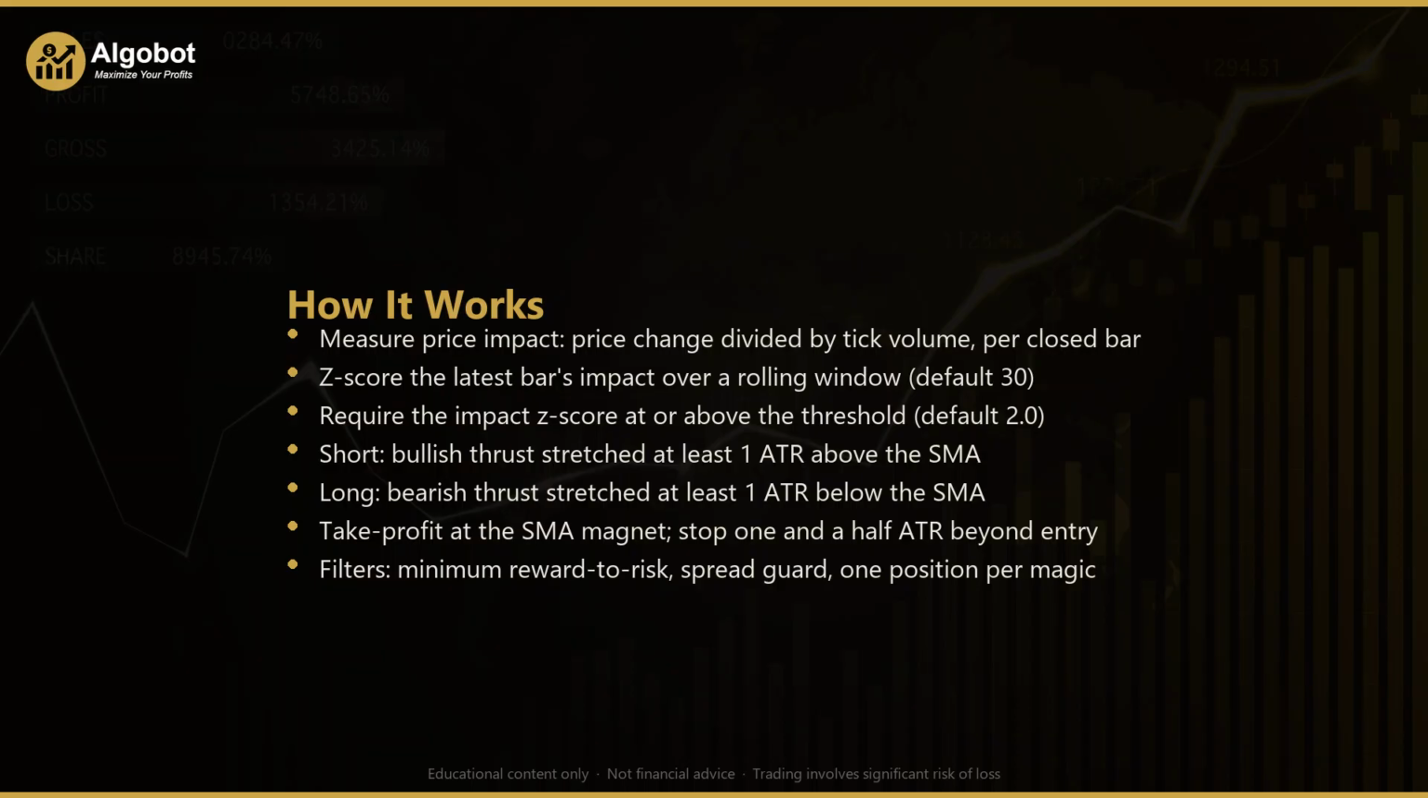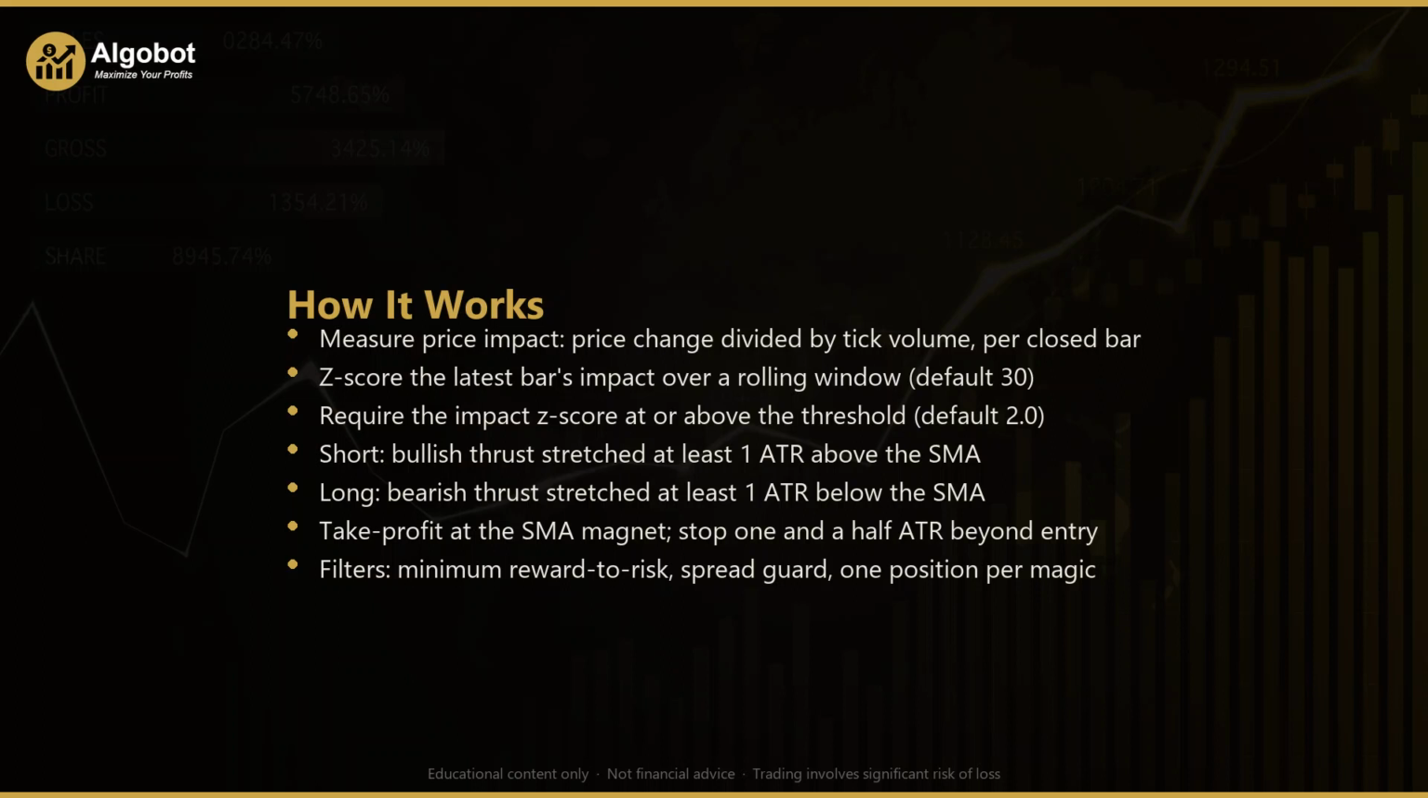For a short setup, the thrust must have been upward, the bar closes bullish, and it must have left price stretched at least the minimum stretch amount, in ATRs, above the baseline. The default minimum stretch is 1 ATR. When all 3 align, a bullish thrust, enough stretch above the mean, and a qualifying impact z-score, the strategy signals a sell. It targets the moving average baseline as the take profit and places the protective stop 1 ATR band above the entry, scaled by the stop multiplier, which defaults to 1.5.